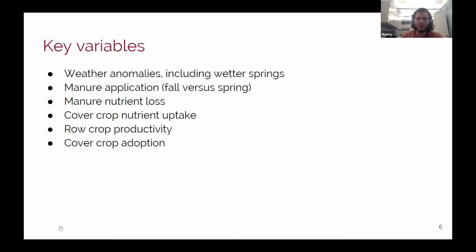So another key variable is manure application, fall versus spring, and also manure nutrient loss. A way to look at a different system is using cover crops. Instead of allowing the field to be fallow from fall to spring, right before row crop planting, we can plant a cover crop, and hopefully that cover crop can take up any nutrients out of the soil system instead of them being leached or run off into waterways. And hopefully we can see if cover crops can impact row crop productivity, and look at how cover crop adoption can change over time, especially in the upper Midwest like Minnesota.